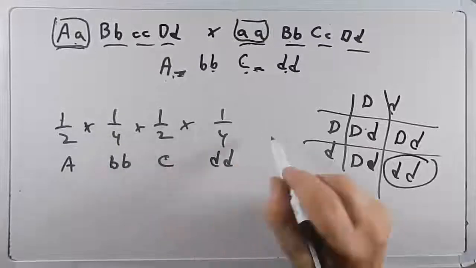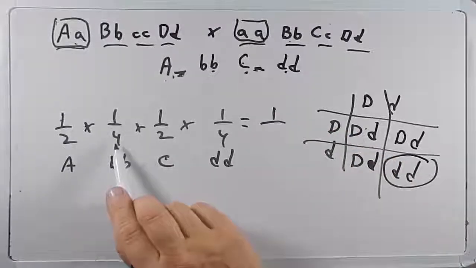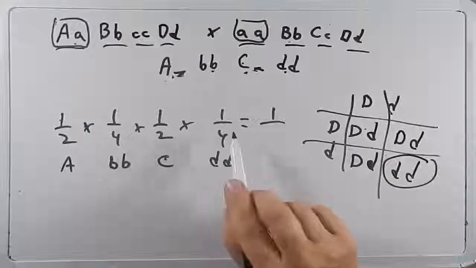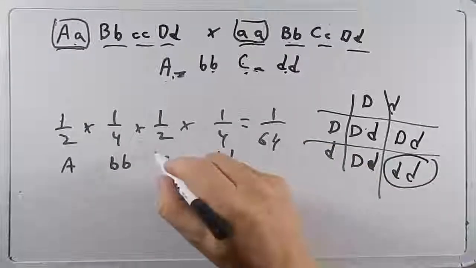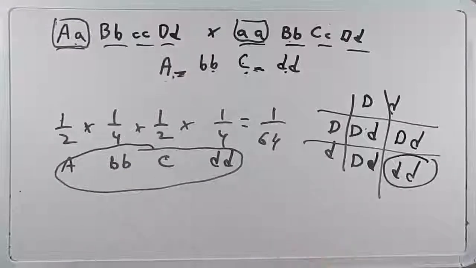1 times 1 times 1 times 1 is 1. 2 times 4 is 8. 8 times 2 is 16. 16 times 4 is 64. So the overall probability that they will have this phenotype is 1/64.